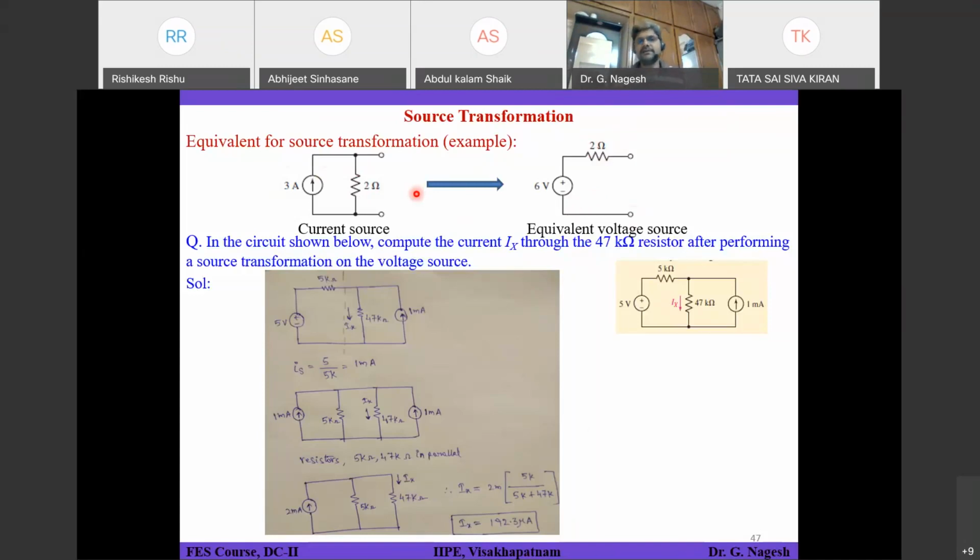You connect some value of resistance in both the circuits and try to find out the current flowing through that resistance. If this is the scenario only, you will get the same current. Otherwise, you will get different currents.